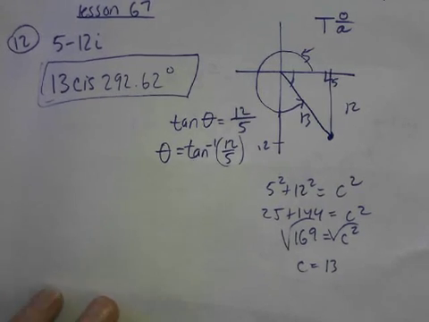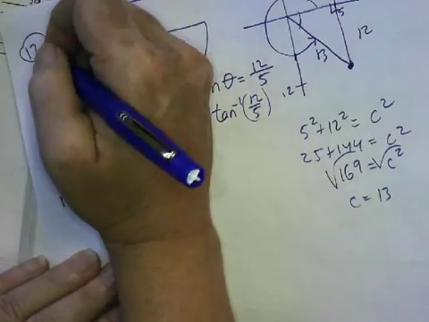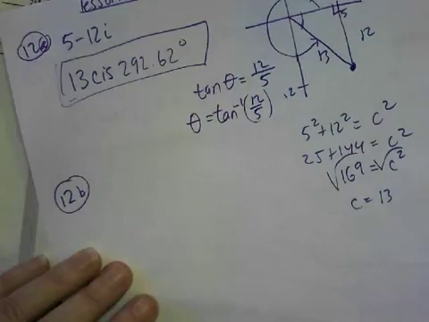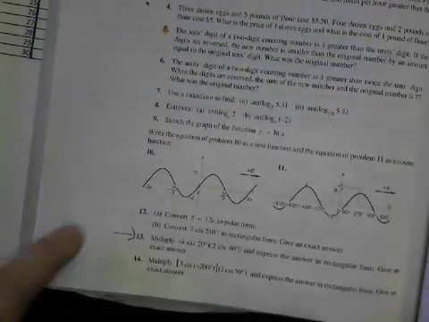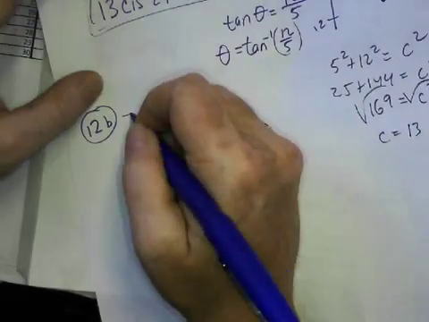Okay, now we're doing B, right? It was 12, that was A, and this is B. So 12B wants us to do what? 7 cis 210 to rectangular.